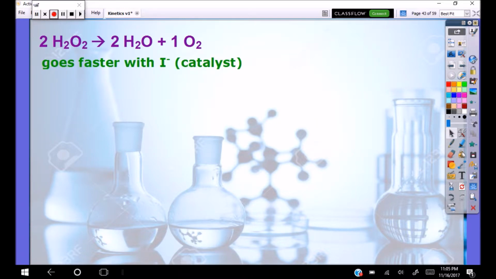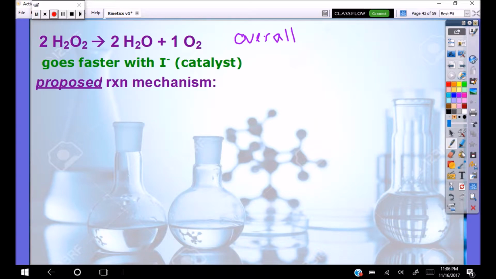However, it does go faster with a catalyst. So if we have a catalyst, we know catalysts can lower the activation energy, and it will speed up the reaction. Now, this is our overall reaction, right? So this is our overall reaction. And with the catalyst, we can have a proposed hypothetical reaction mechanism.